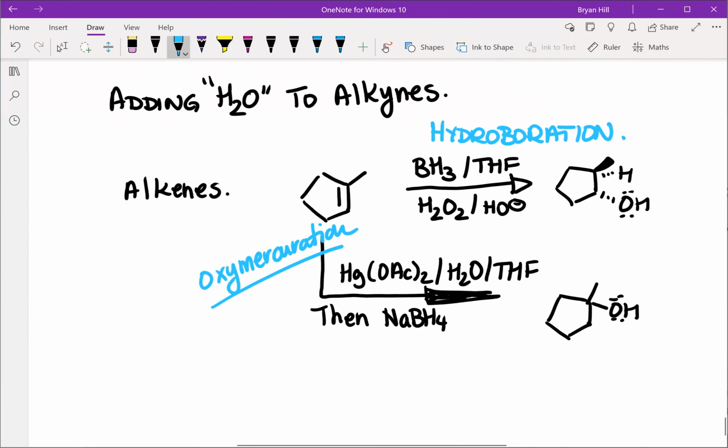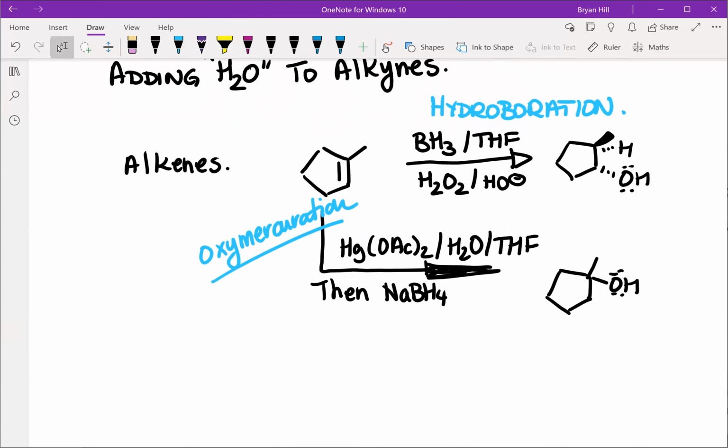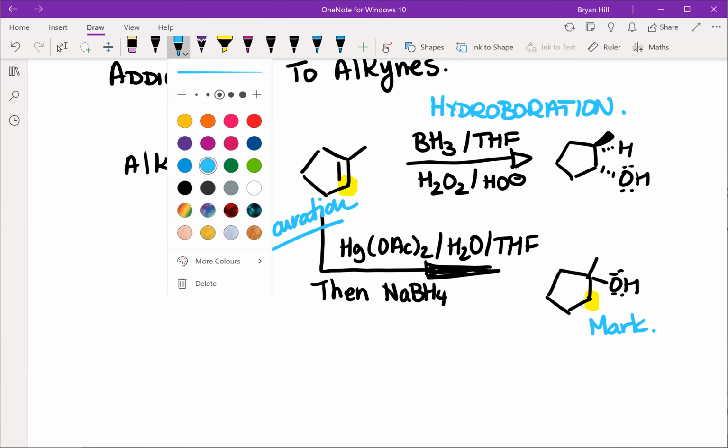One was the hydroboration, one was the oxymercuration. So the oxymercuration was the Markovnikov because the carbon with the most protons got the proton. In the case of the hydroboration, this was the anti-Markovnikov.